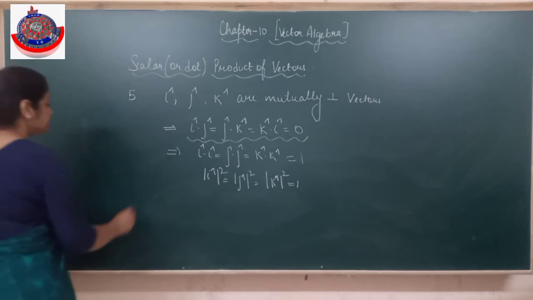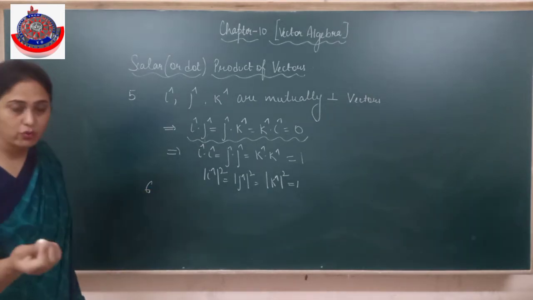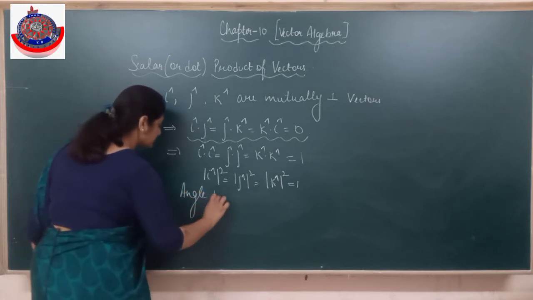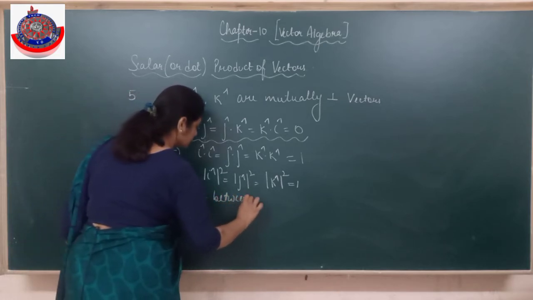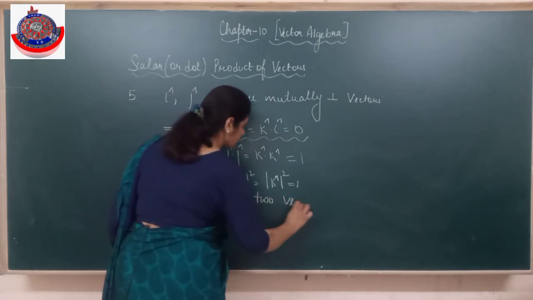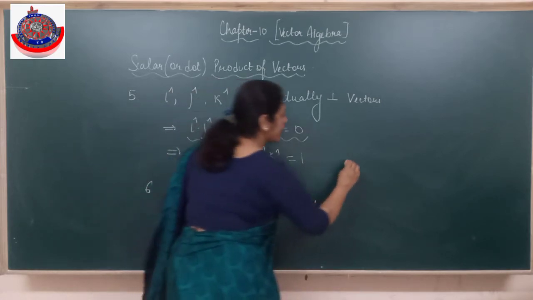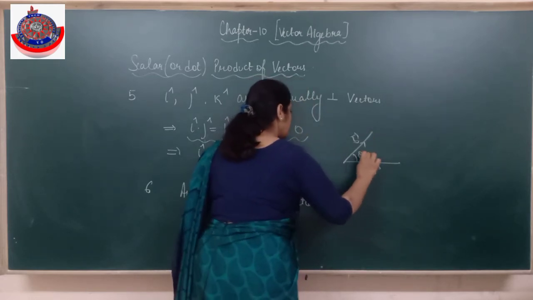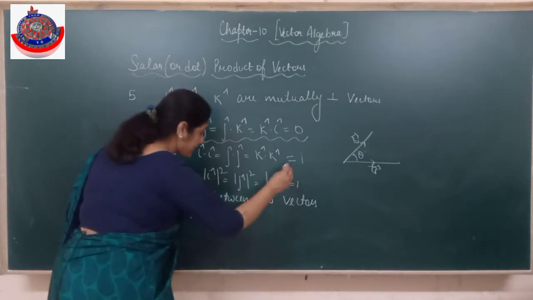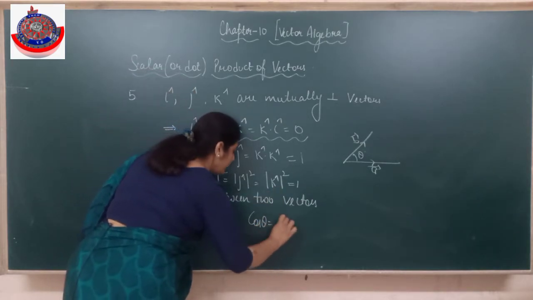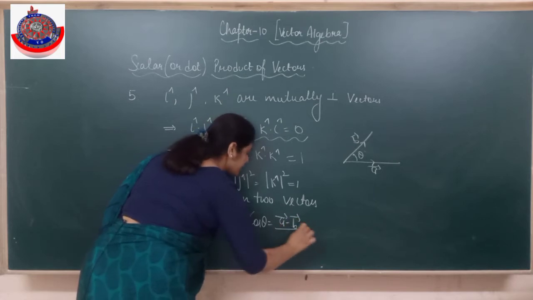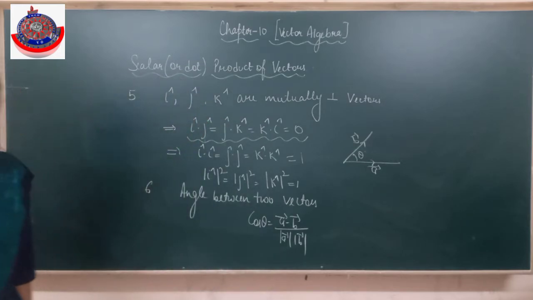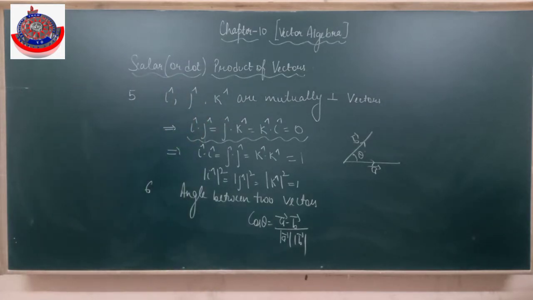Alright. Now the last property. No, properties are more, but in this point, the angle between two vectors. If I need to find out the angle between two vectors, that will be from the dot product only: a vector dot b vector upon magnitude of a into magnitude of b. Is this clear?